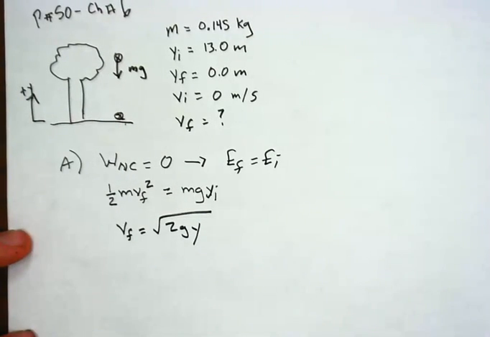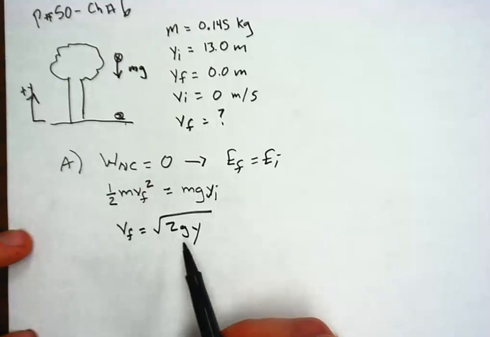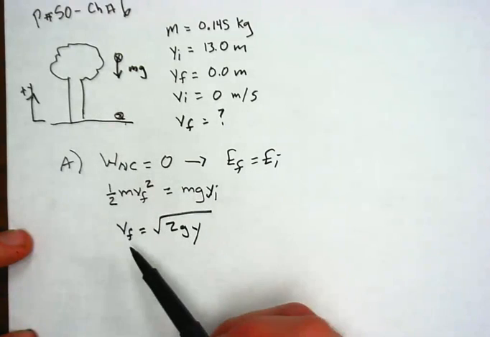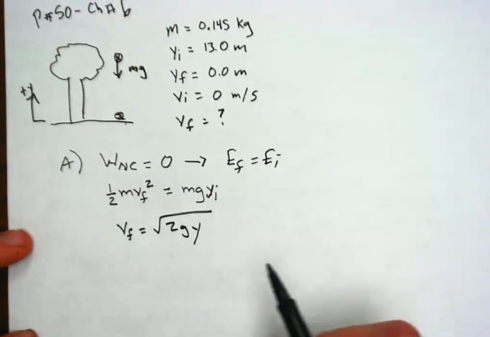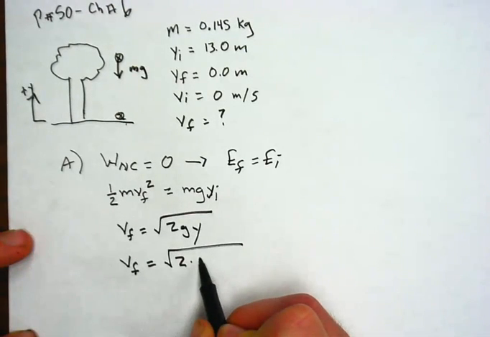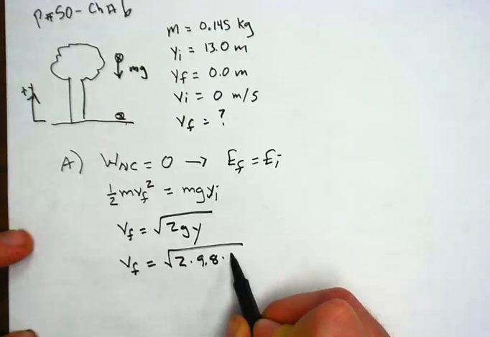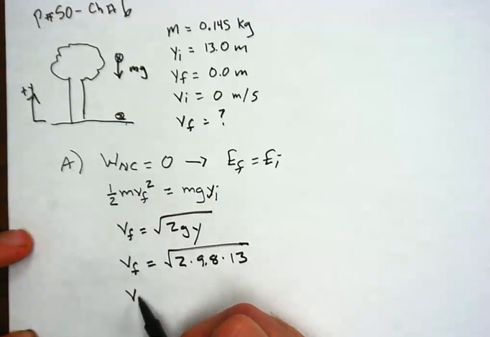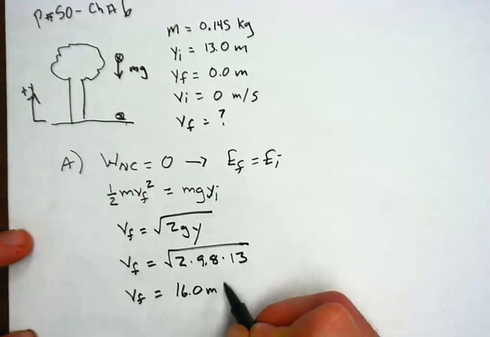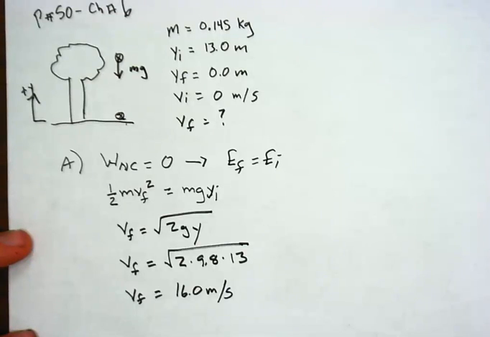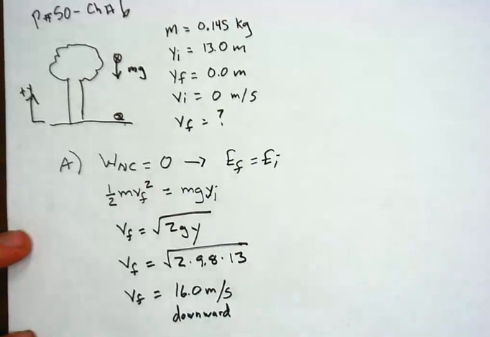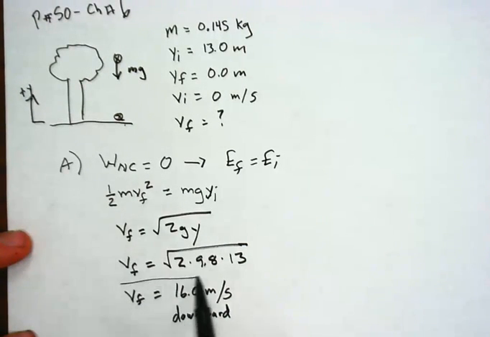I'm not a big equation memorizer person, but this is kind of a handy equation to have in the back of your head. If there's no air resistance, you drop something from a height y, how fast is it going to go when it hits the ground? Well, square root of 2gy. And if we plug in all of our numbers here, 2 times 9.8 times 13, we get about 15.97, or with significant digits, we would get 16 meters per second. And that would be in the downward direction, right before it hits the ground. Okay, let's put a little box around that.